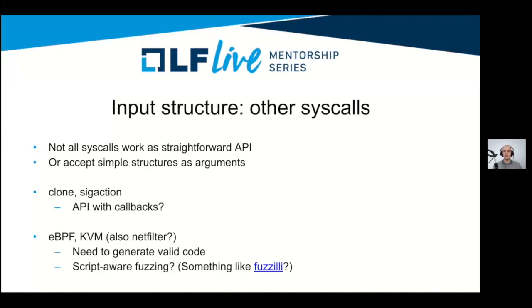I saw an approach called Fuzzilli, and this is a fuzzer that is used to target JavaScript engines. I mean JavaScript parsers, JavaScript virtual machines, because they have a similar issue. You can't just generate random JavaScript code. It needs to be correct in some way to actually trigger anything interesting.